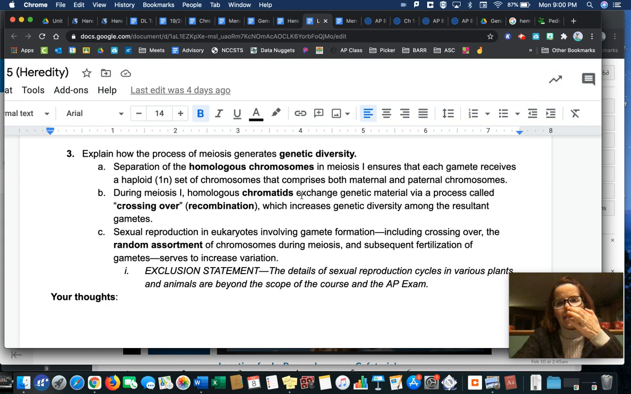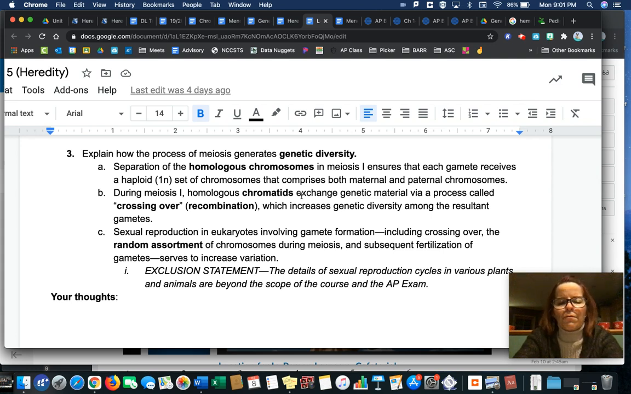Then the last way that we get genetic diversity has to do with random assortment. So sexual reproduction in eukaryotes involving gamete formation, including crossing over, the random assortment of chromosomes during meiosis, and subsequent fertilization of gametes serves to increase variation.